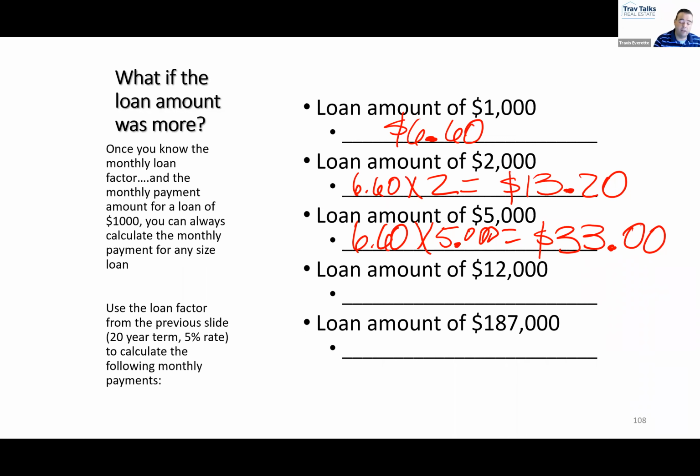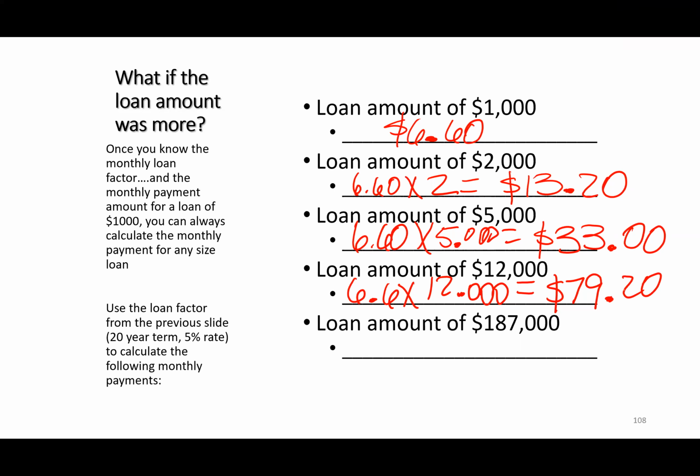How about $12,000? Well, the loan factor stays the same, right? It's still 6.60 times, turn that comma into a decimal, and you multiply by 12.000, right? $79.20. Never mind, I see what I did wrong. I typed $6 instead of 6.60. I forgot the 60.